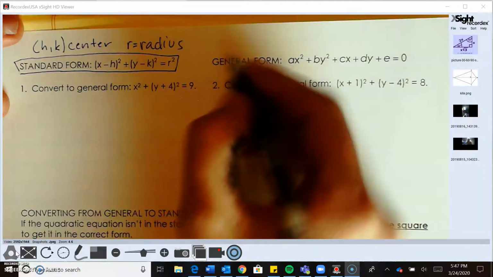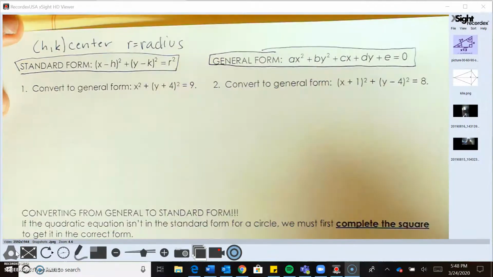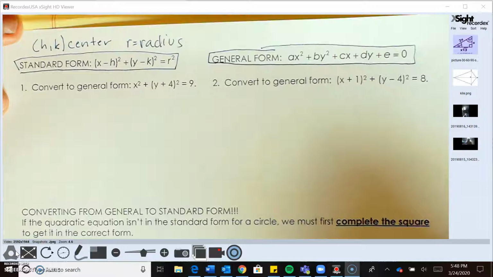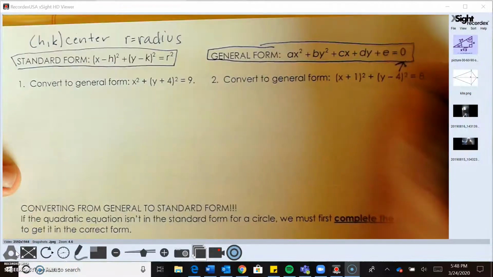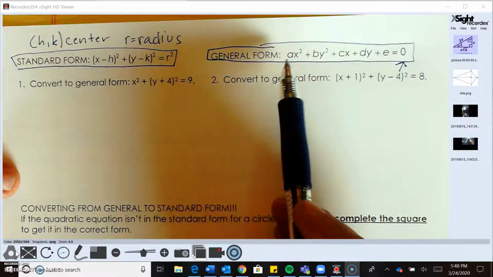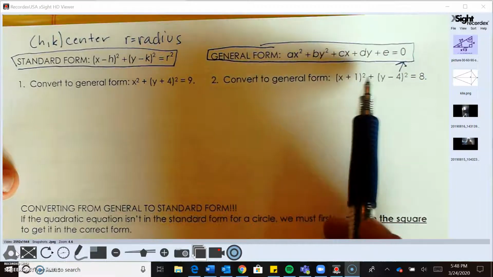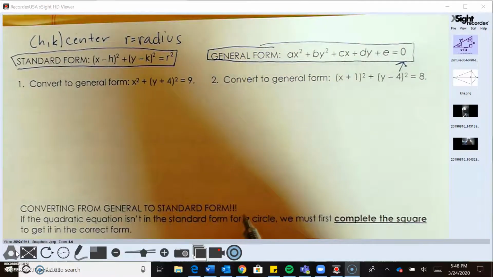And now you might also see the circle formula in this form, what we call general form: ax squared plus by squared plus cx plus dy plus e equals 0. A few key things here. One, it's set equal to 0. And two, it goes in descending order: x squared, x, y squared, y, and a constant at the end, all set equal to 0. The good news is you don't need to know what any of those pieces mean, the a's, the b's, and all that. All you need to know is how to move from one form to the other.